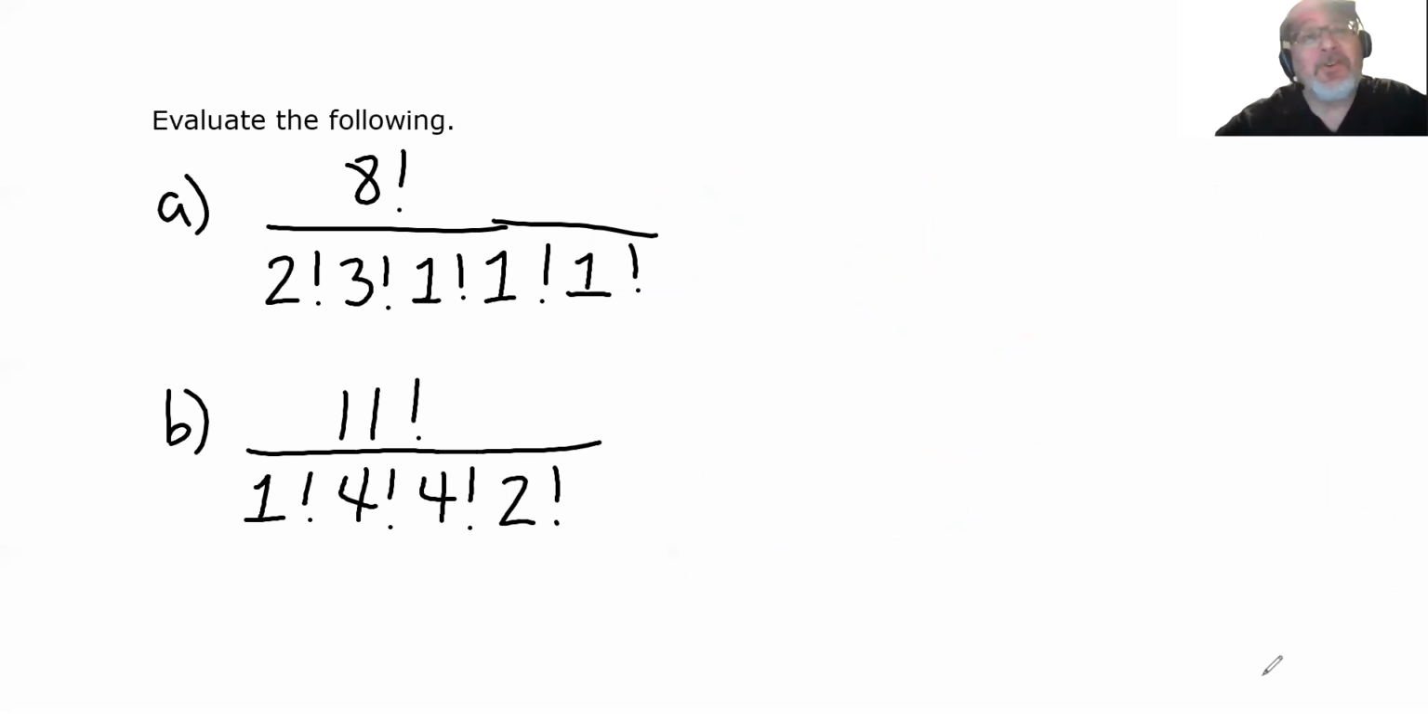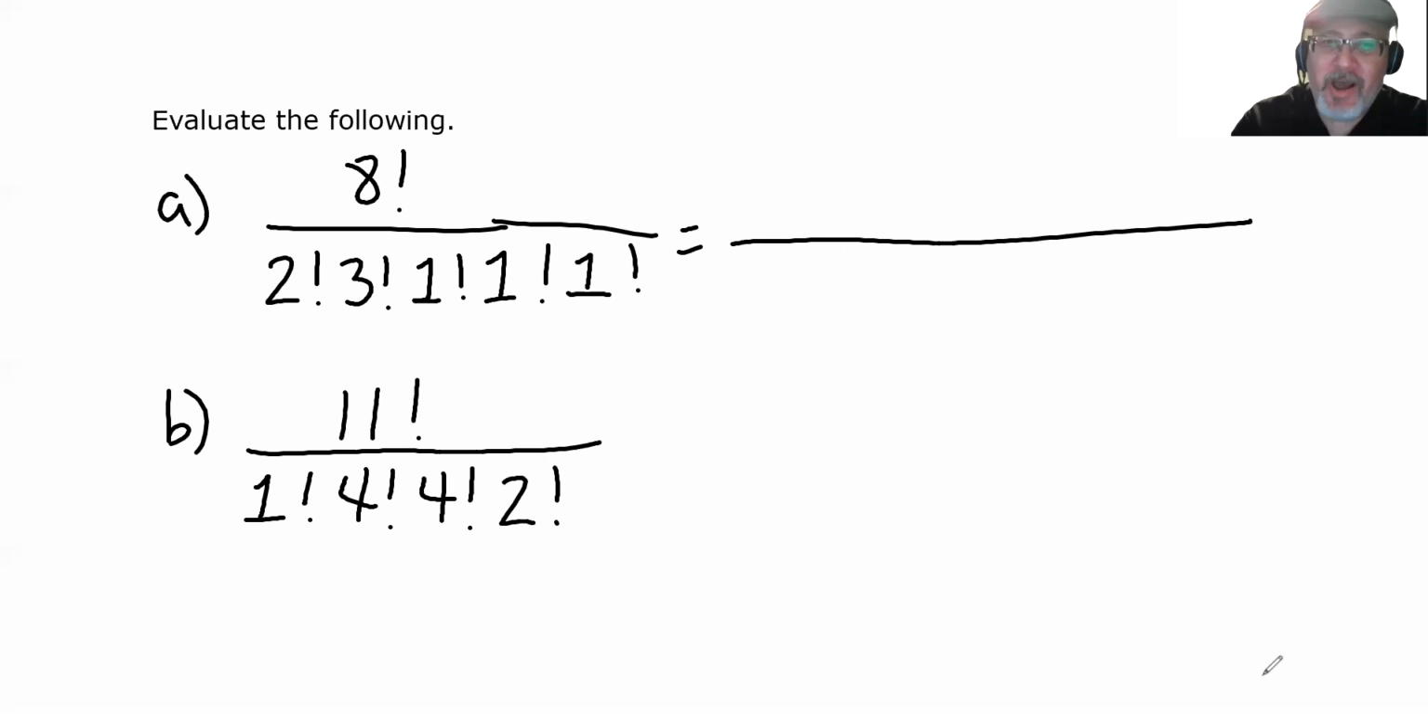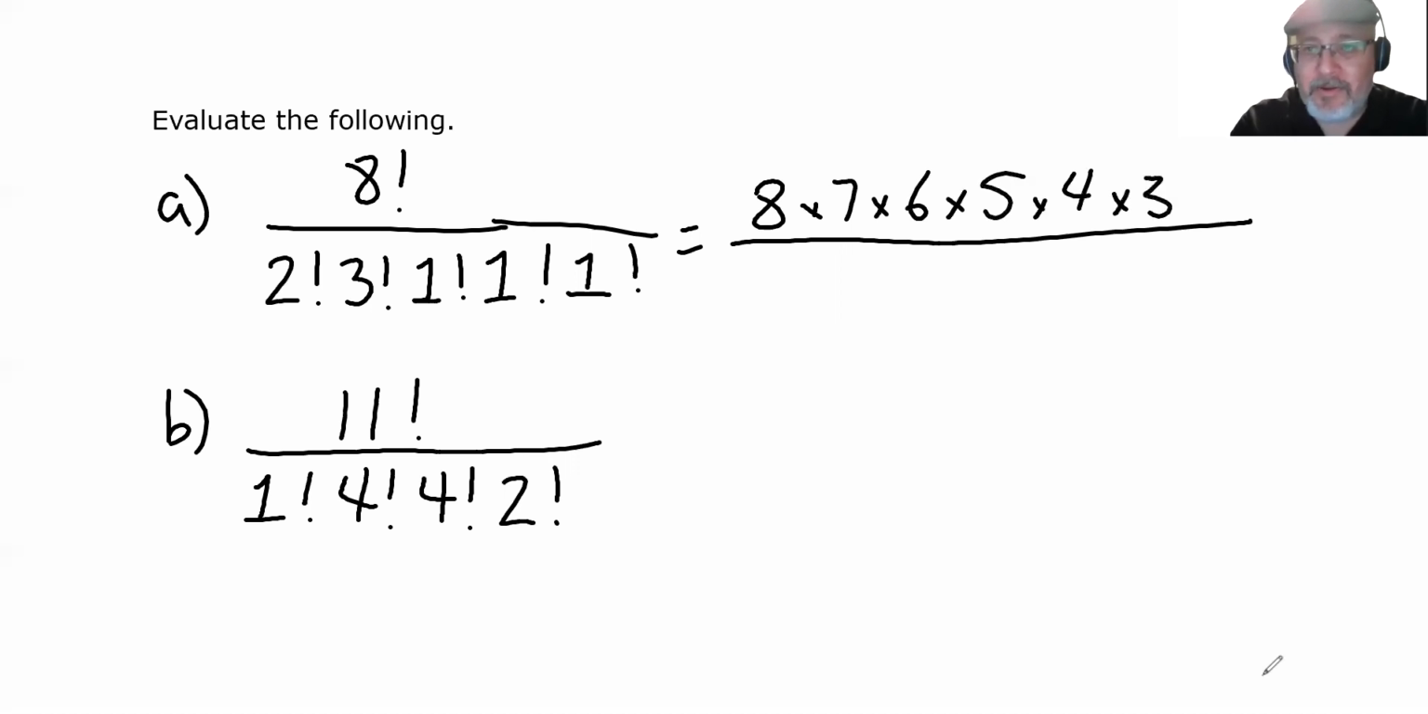Evaluate the following: 8 factorial over 2 factorial, 3 factorial, 1 factorial, 1 factorial, 1 factorial. This is really just more of the same. None of the factorials on the bottom are really large, so there's no advantage to not unraveling the entire numerator. 8, 7, 6, 5, 4, 3, 2, and 1.